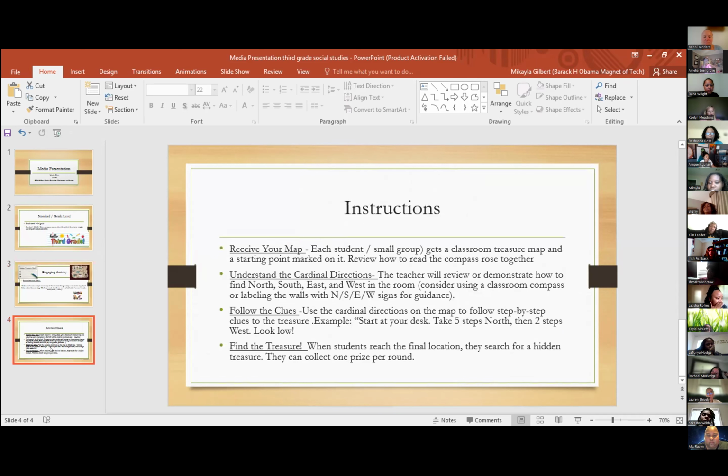And this is basically the instruction of telling what they'll do. Each student, they'll get in a small group, they'll get a classroom treasure map, and a starting point will be marked on it. The teacher will demonstrate how to find north, south, and east in the room, considering using a classroom compass or labeling the walls with north, south, east, and west. They will follow the cues, just like we said: start at your desk, take 5 steps, and when they get to their treasure, they will write it down. Then they go north and they collect their prizes at the end.